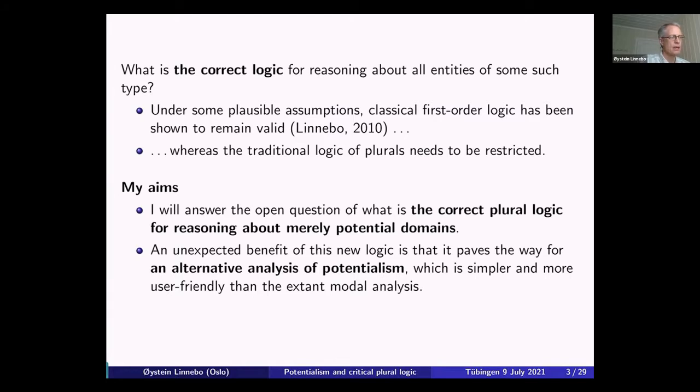And it's also been known that the traditional logic of plurals, by contrast, has got to be restricted. So very interesting difference here between first-order logic and higher-order logic, specifically the logic of plurals, where the former can proceed in a classical ordinary way, while the latter needs to be restricted.